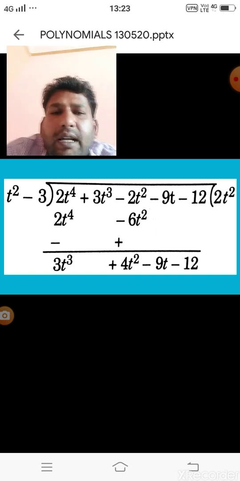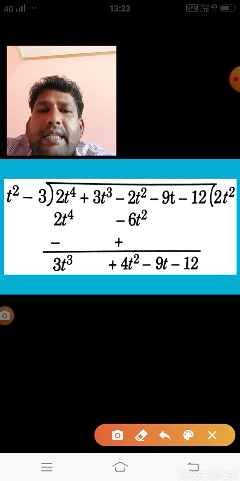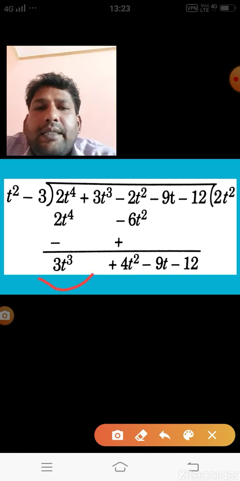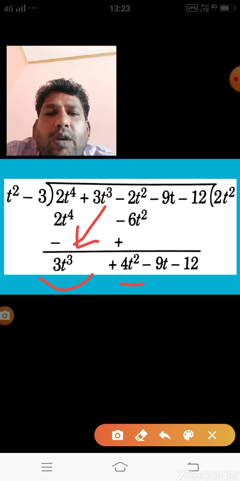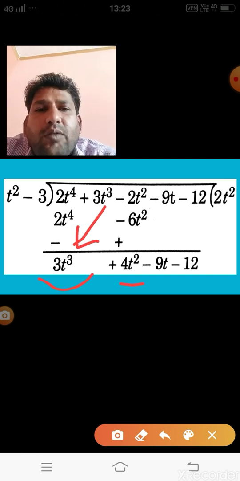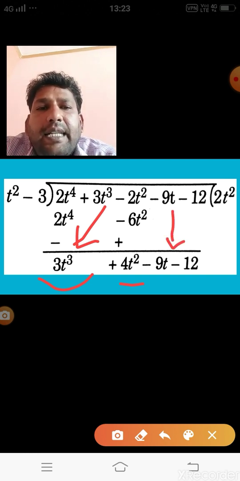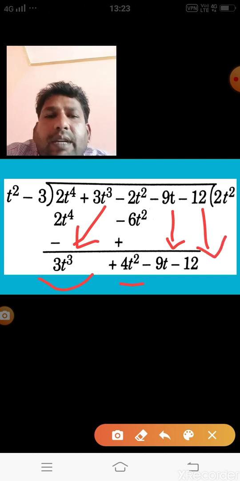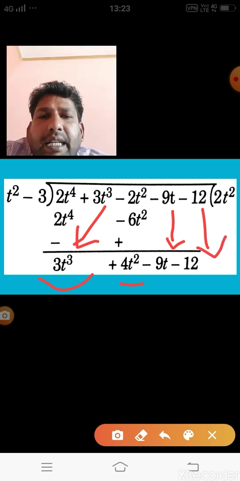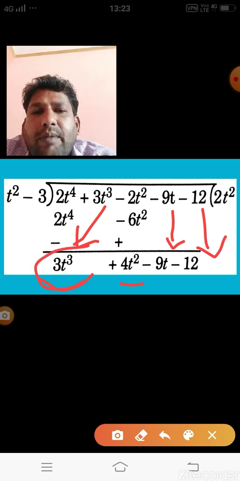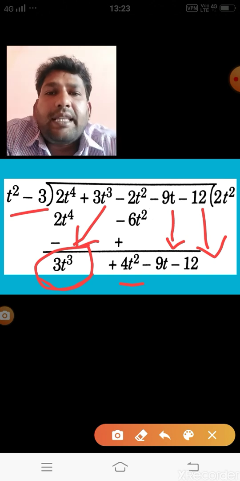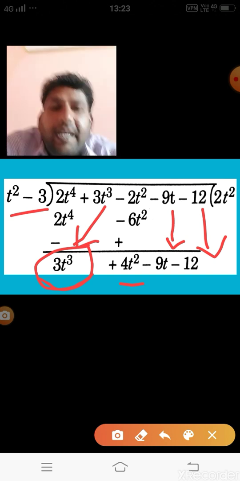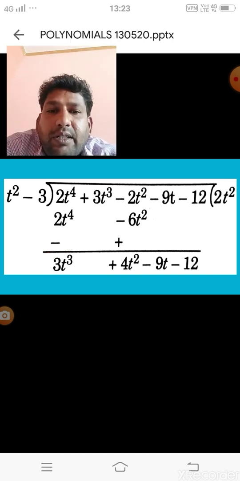On subtracting these two we are getting 4t square, and the rest of the terms we write as they are, minus 9t and minus 12. Now we observe the degree of the remainder. The degree of the remainder is 3, which is not smaller than the degree of the divisor. It means that we have to divide further.